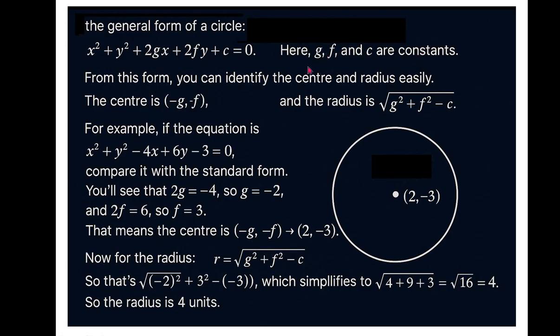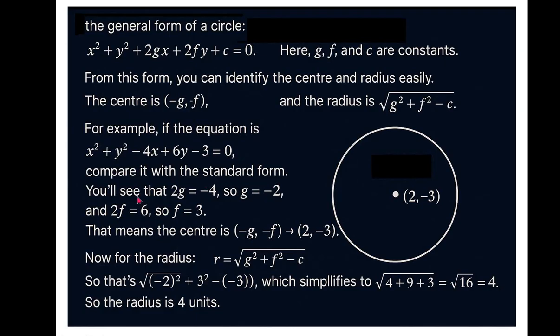From this you can identify the center and radius. We know that the center is (minus g, minus f) because we change the sign, and the radius is the square root of g square plus f square minus c. For example, we are given x square plus y square minus 4x plus 6y minus 3. This is your equation. Now you have to find the center and radius.